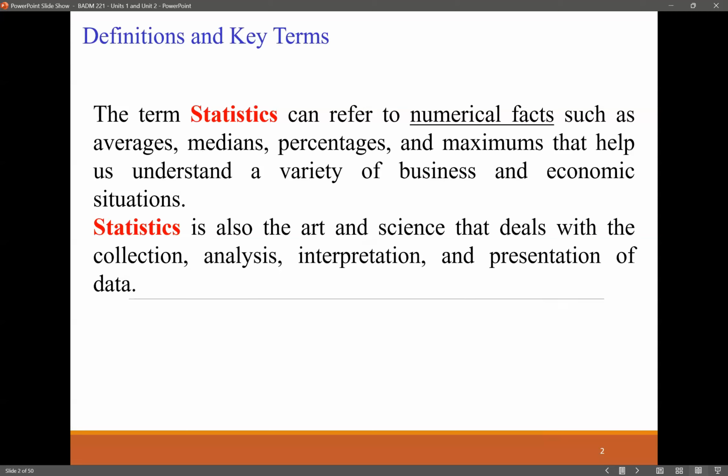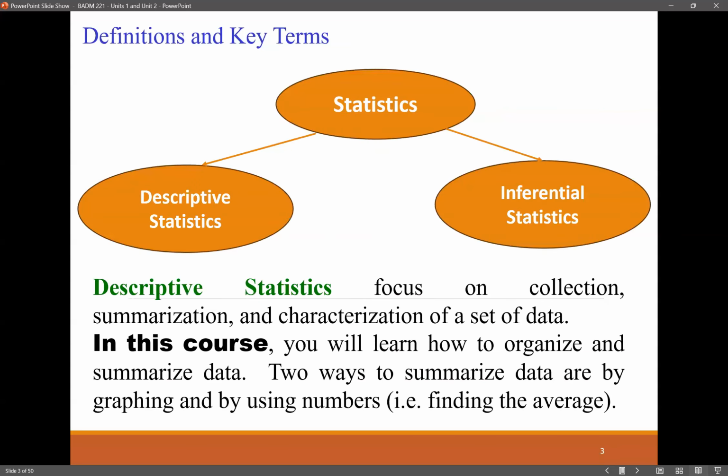So, what is statistics? Statistics is an art or science, you can say, that deals with the collection, analysis, interpretation, and presentation of data. So it is all playing with the data. If you are representing data in the form of a chart, or concluding about the data, or doing analysis about the data, that is all called statistics.